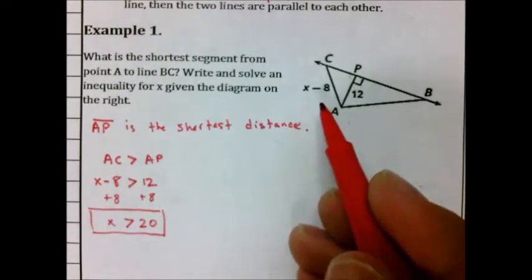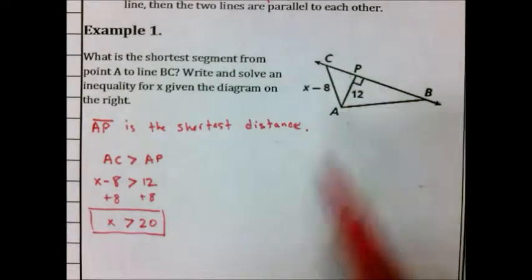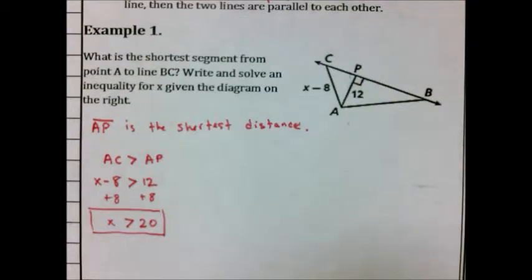X cannot be anything less than 20, or else that's not going to be a true statement, because we know that AP is the shortest distance away from line BC.